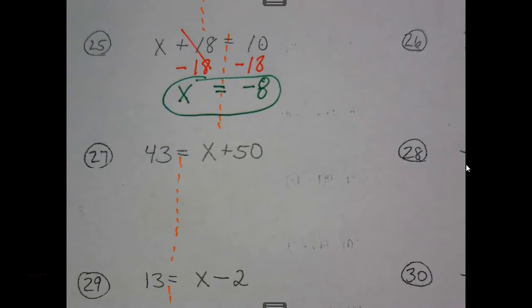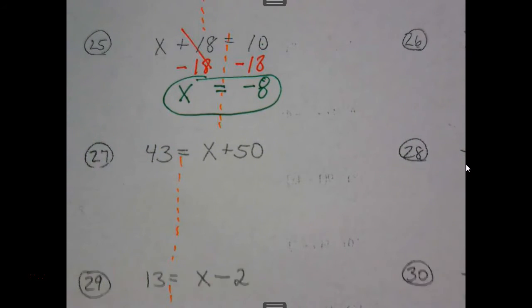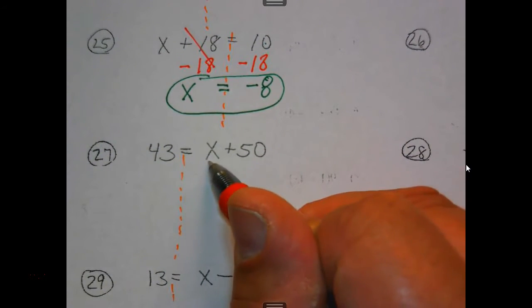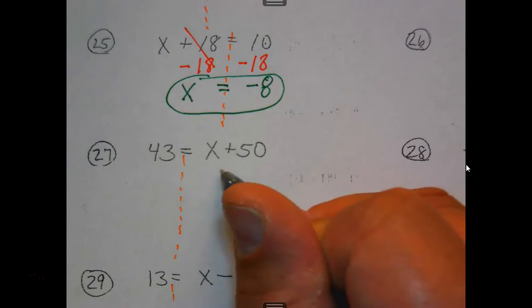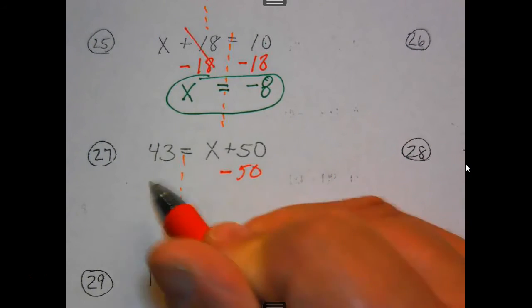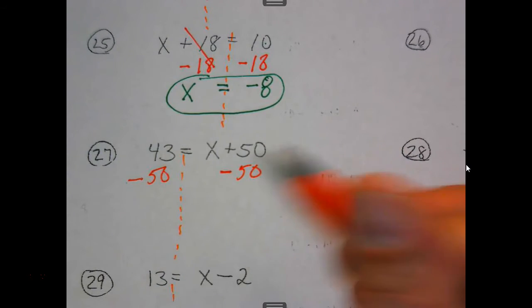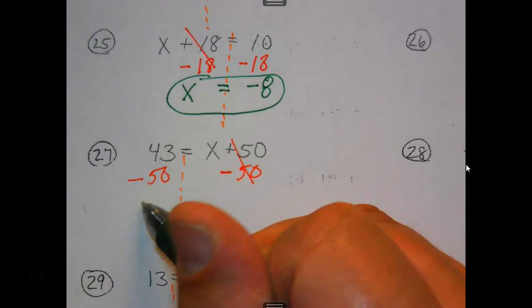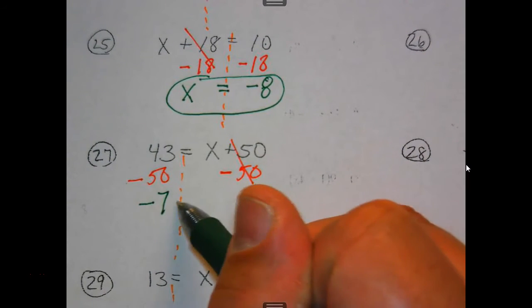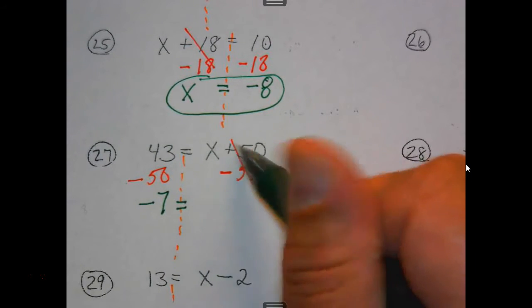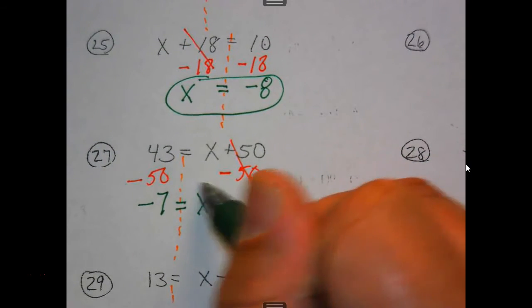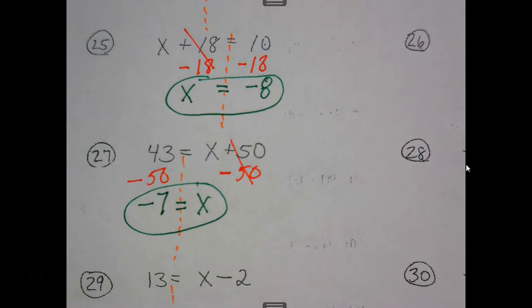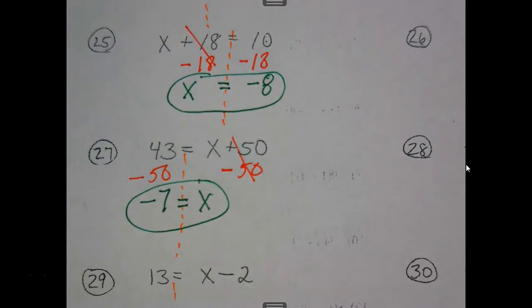What's that process? Okay, you have to get x by itself, so I have to undo plus 50. Minus 50 to both sides. 43 minus 50, negative 7, equals. These add up to 0, bring x down. It's okay to have x on the other side, as long as it's by itself.